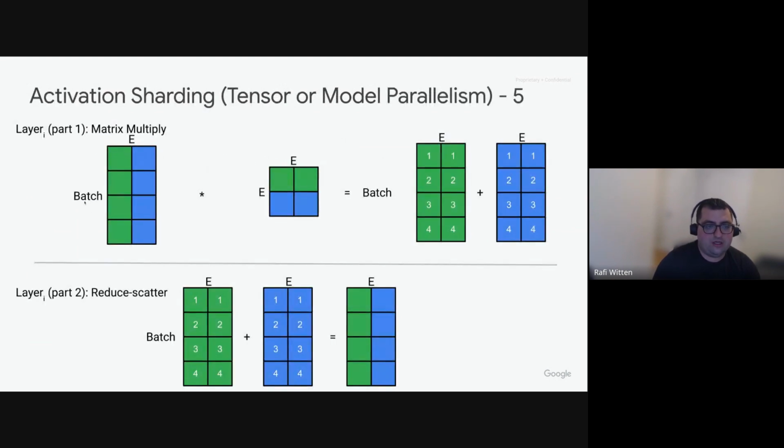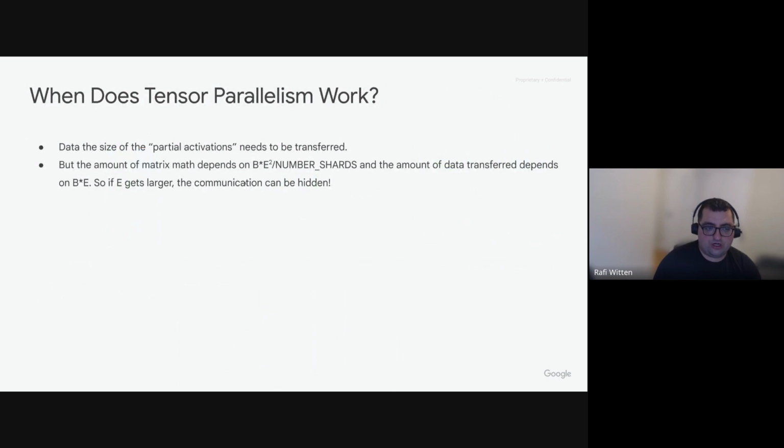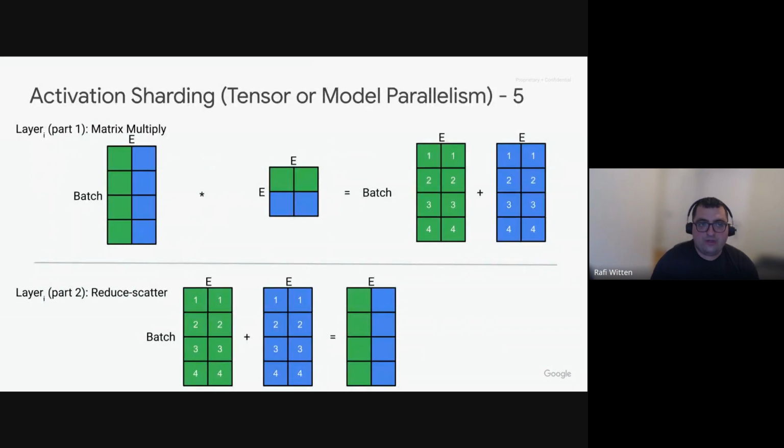It's approximately batch times E times E, so batch times E squared, divided by the number of shards, so batch times E squared over the number of chips participating. But the size of this reduce scatter is batch times E. So as long as E divided by the number of shards, right, just dividing batch times E squared over number of shards by batch times E, we get E over number of shards. As long as E over number of shards is big enough, this is going to be something we're able to hide.